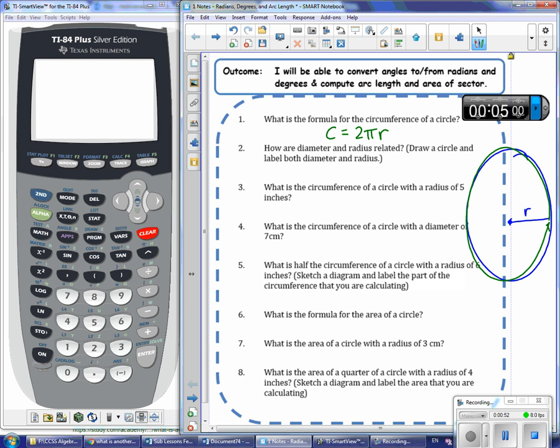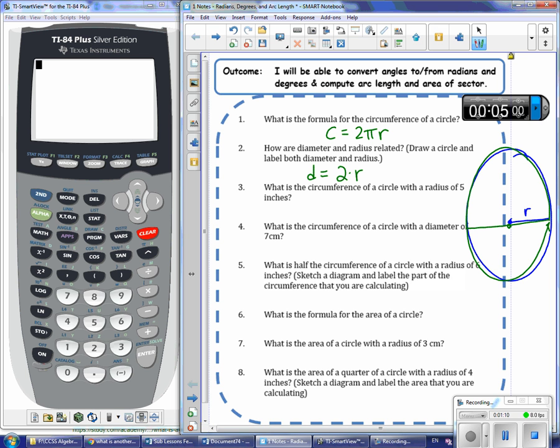And so how are the diameter and the radius of a circle related? So a diameter, remember, goes all the way across the circle through the middle, and the radius just is the ray that goes from the center of the circle to the outside. So the diameter is going to equal twice the radius.